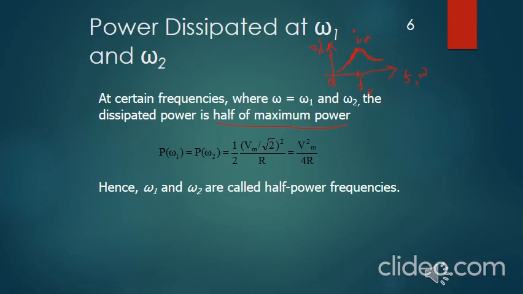If it is a low quality factor, there will be a greater bandwidth. If it's a high quality factor, there will be a lesser bandwidth. So I maximum will be possessed at resonance. That means here XL equals XC. That condition is the resonance condition.